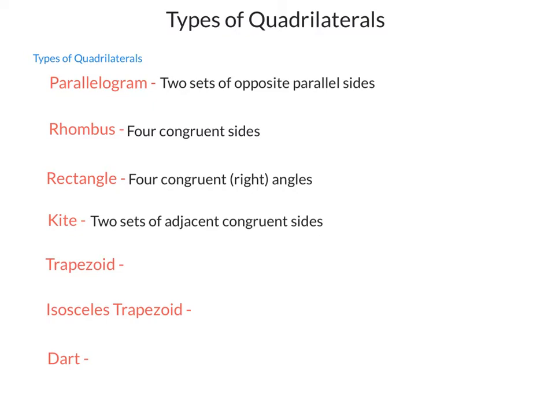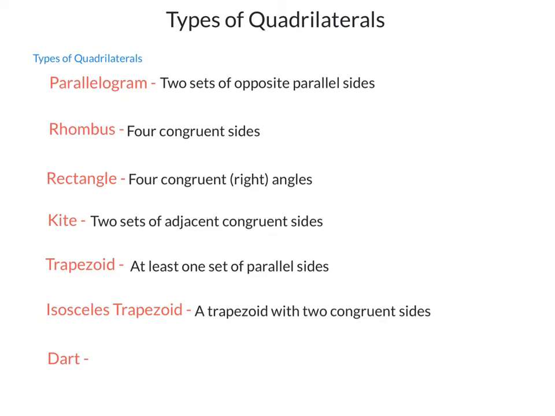Next up comes our trapezoid, and for our purposes we're going to define a trapezoid as having at least one set of parallel sides. Now, in trapezoids, there are two different specialty categories. We're going to find one of them now and talk about one a little bit later. The first specialty is the isosceles trapezoid, and it is simply a trapezoid that has two congruent sides. Now, those sides typically are the ones that are not parallel to each other.